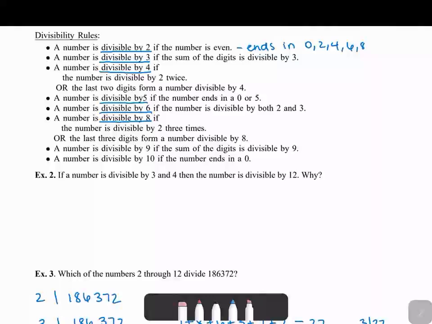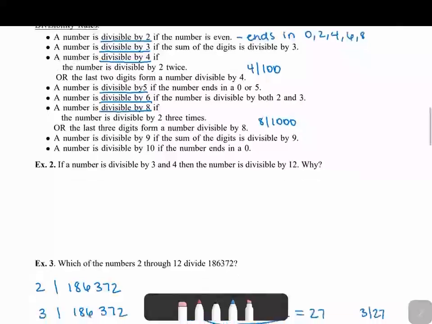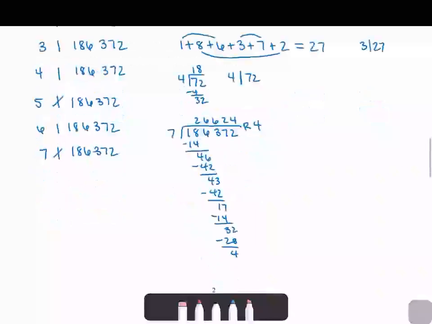Okay, so this is really similar to 4, and again, this comes because, I'll write it up here, for 4, 4 divides 100. And so that's what tells us we only need to look at things lower than the hundreds place. And we also have that 8 divides 1,000. So we need to just look at everything lower than the thousands place. That is why we have these two last tests for 4 and 8.